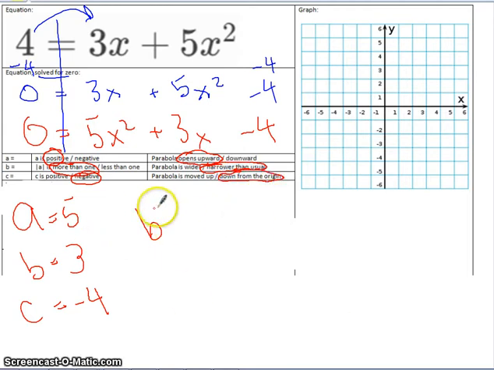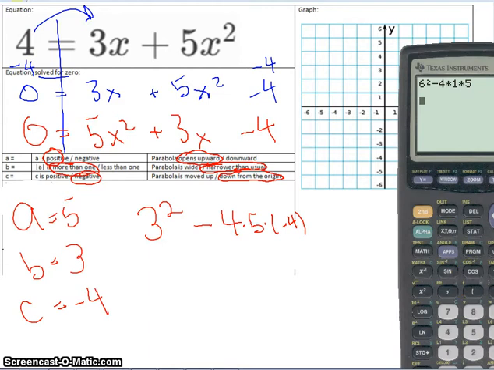Okay, now we're ready. So in b squared minus 4ac, this is only part of the quadratic formula, but it's the part I'm going to focus on first. I'm going to replace the b with 3. So it's 3 squared minus 4 times, I'm going to replace the a with 5, times c, and c is negative 4. And that's going to be 9 minus 20 times 4 is 80, so it winds up being 9 plus 80.